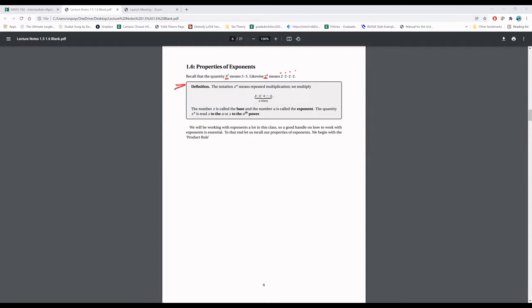Brings us to our third definition of the course. This notation here, we say x to the a means repeated multiplication. We multiply x times x times x, a many times. The number x is called the base, the number a the exponent. The quantity x to the a is read x to the a or x to the a-th power. A lot of this course will be dealing with exponents, so we want to make sure that we are solid on how to manipulate, simplify, and work with exponents.